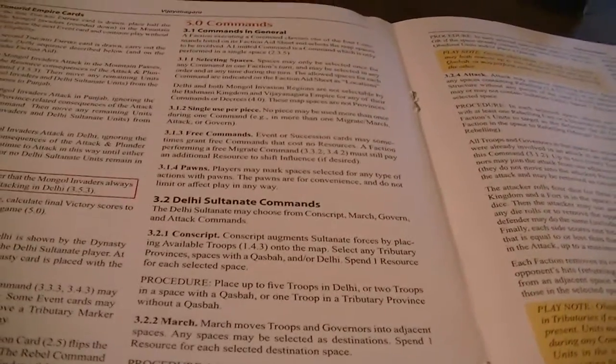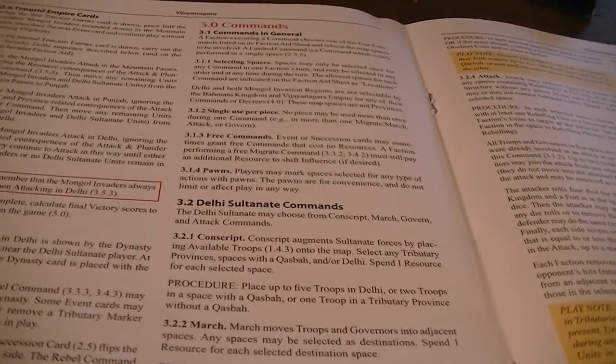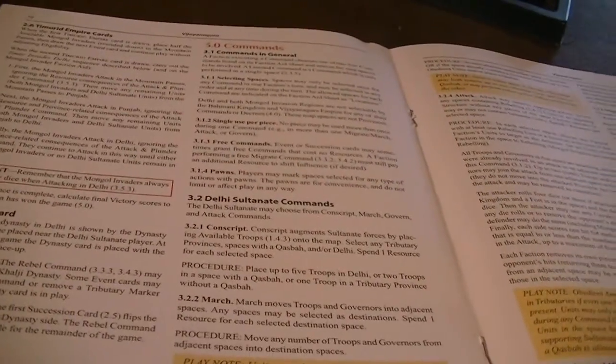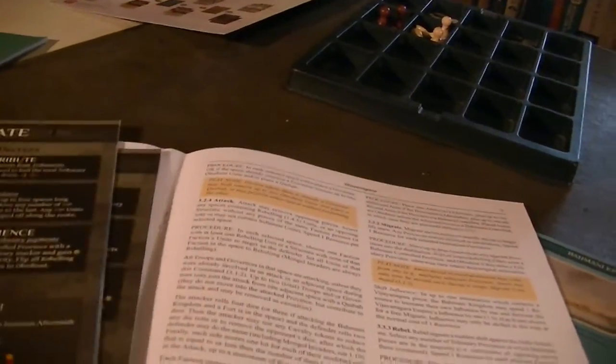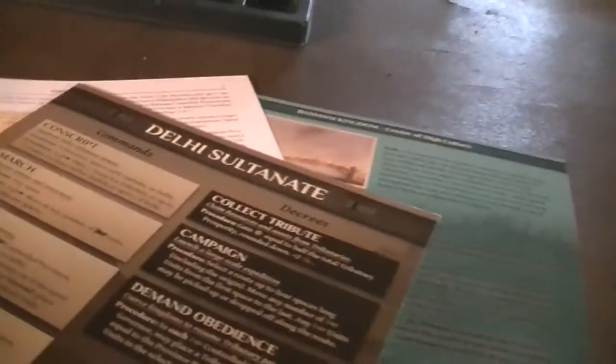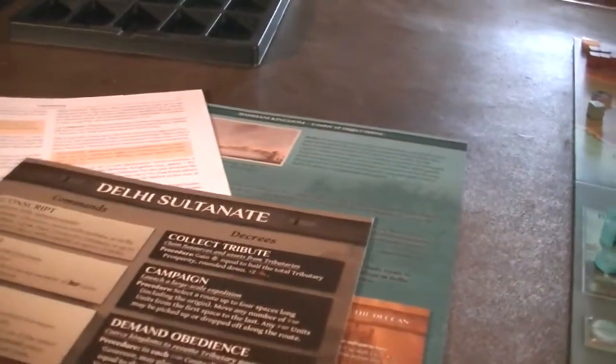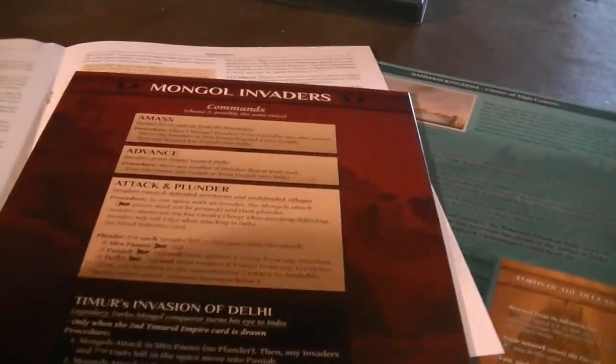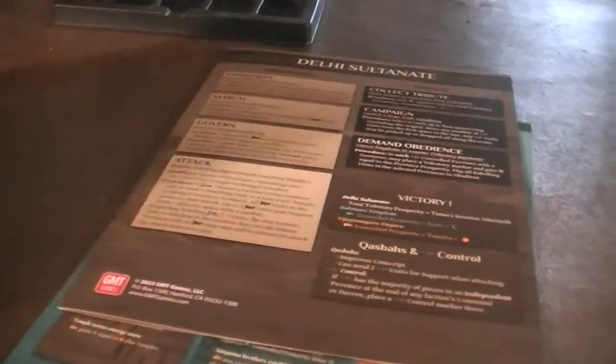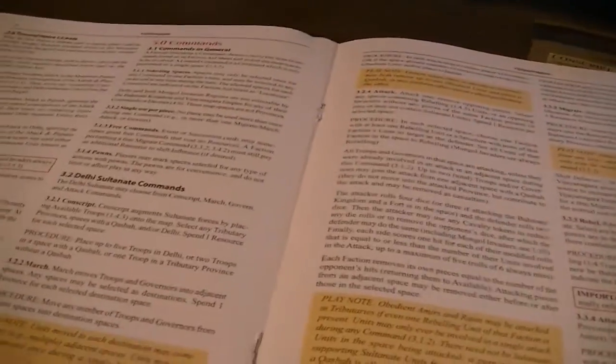When the second Timurid Empire card is drawn, carry out the Timur invades Delhi sequence described below, and on the Mongol invader faction aid. Well, where is that? It's going to be here. There we go. I haven't mentioned this. This is what we actually want. This is the actual play aid. It gives the capabilities, the commands and decrees for each of the powers. We'll look at those in some detail. And it also gives the commands. The Mongols are going to always be played kind of as a bot, although players may have some influence on them.